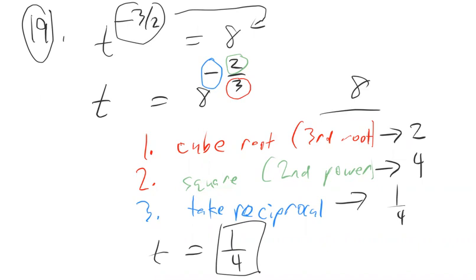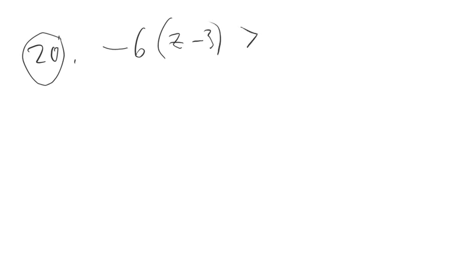All right, well, good job. Now let's do problem 20. So problem 20 says -6z minus 3 greater than 2z minus 6.